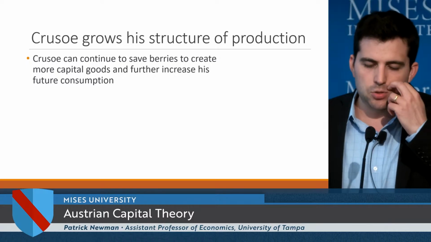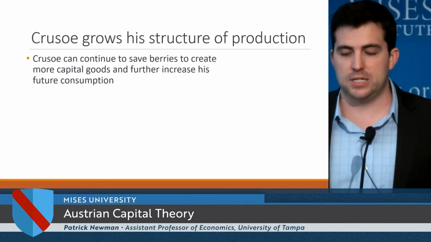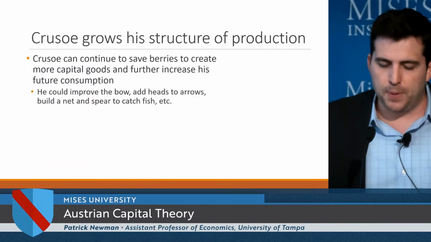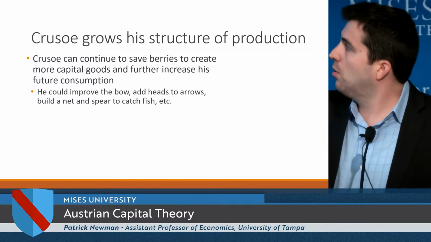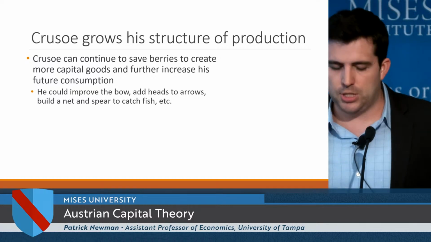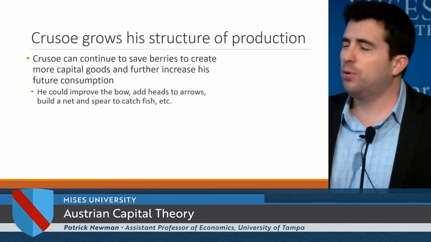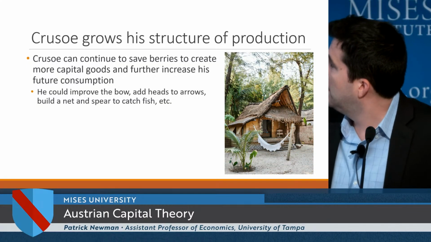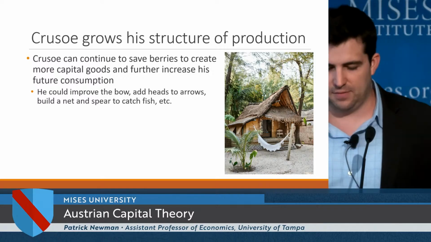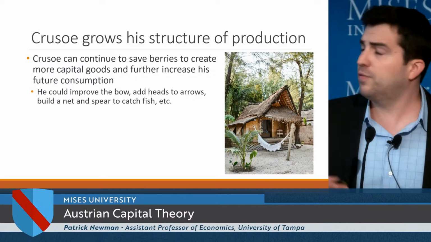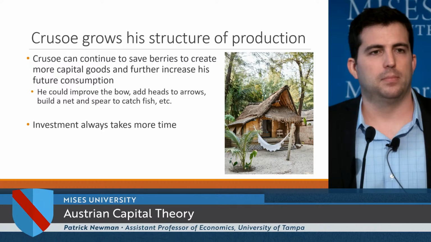Crusoe can continue to save berries to create more capital goods and further increase his future consumption, right? He could improve his bow, make it shoot an arrow farther. He could add heads to arrows. He could build a net and a spear to catch fish, so on and so forth. Pretty soon, he'll have a nice little pad. It's right there. He's got a hammock. He's got all sorts of other stuff. He's living life, right? But of course, in order to do this, it's going to take time, right?